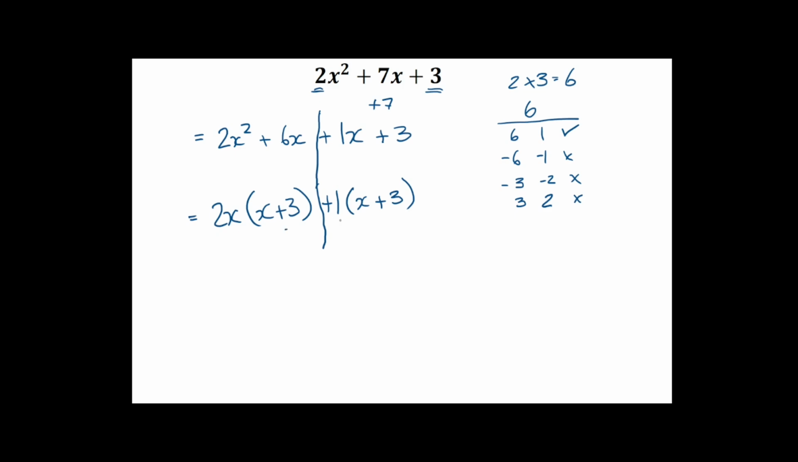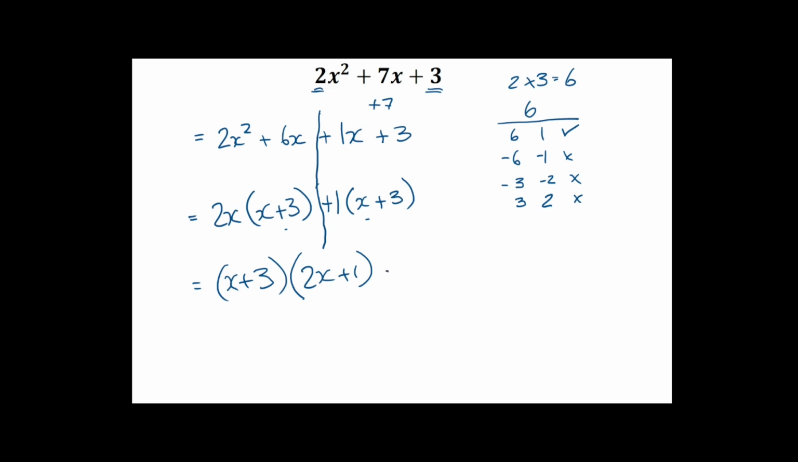Okay, we're going to collect up the common terms here. So the factors inside the bracket is x plus 3, they have it in common, and then the other bracket is 2x plus 1. And that's it. It's factorized.